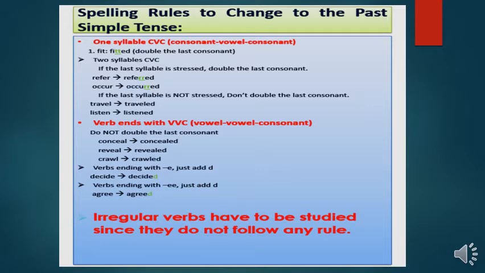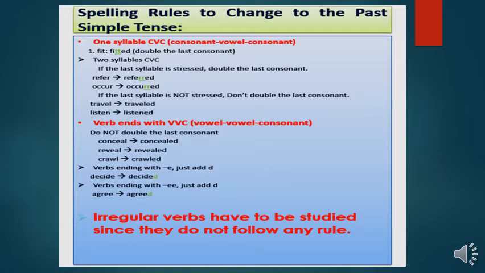Words that have two syllables, CVC: if the last syllable is stressed, double the last consonant, like refer, referred, occur, occurred. If the last syllable is not stressed, don't double the last consonant, like travel, traveled, and listen, listened.